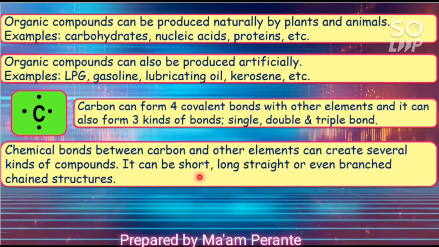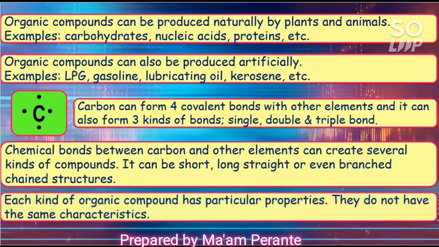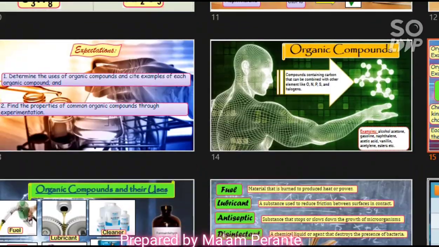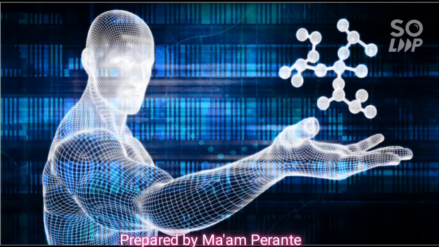So the bonds can be short, long, straight, or even branch chain structures. And each kind of organic compound has particular properties. They do not have the same characteristics. So talking about the characteristics of carbon and organic compounds, what are the properties that we are going to talk about now? That's why carbon becomes a special element. Let us see now what are the properties of organic compounds.